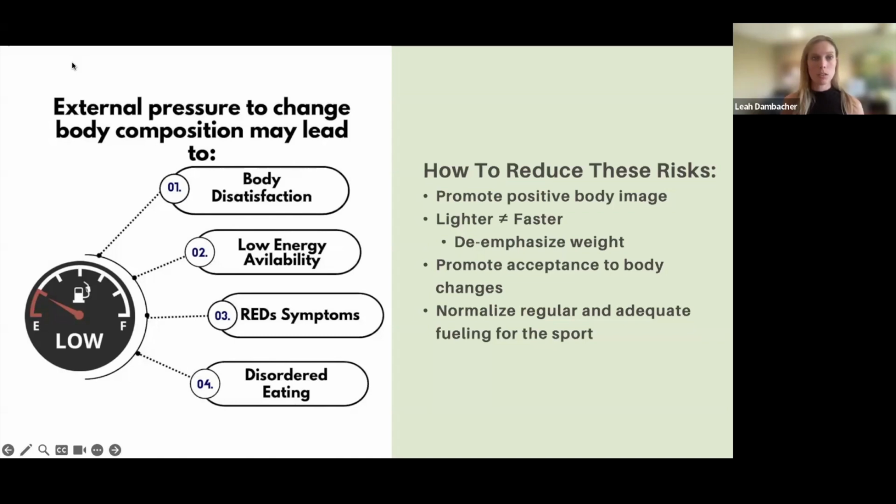So how do we reduce these risks? First would be to promote positive body image. We know that athletes at this age might be going through quite a bit of body changes, and having the ability to normalize those changes and talk about it in a neutral environment can be really important for athletes around this age, to know that it's normal to go through these changes, and weight will fluctuate and all of those things. So really just promoting a positive environment to talk about that.